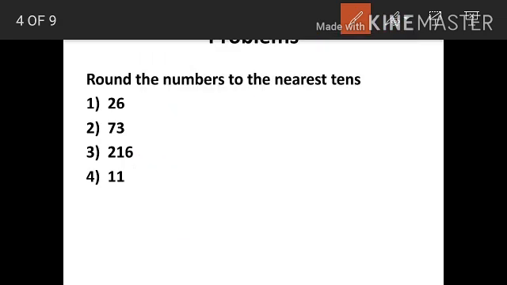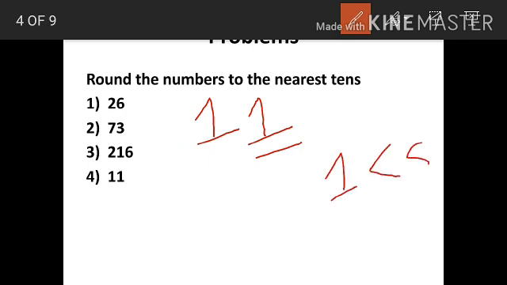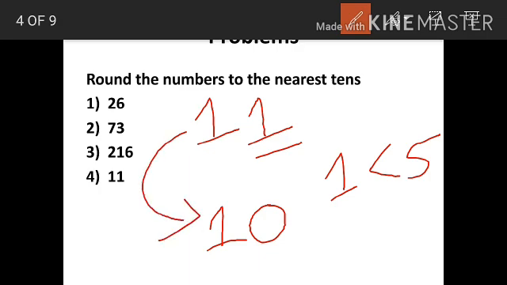What about the last one? It is number 11. Here 1 is in the ones place. So we know that 1 is less than 5. So what should we do? We should keep the 1 in the tens place as itself. So we'll write 1 here and put a 0 in the ones place. So when we are rounding off 11 to the nearest 10, we get the answer as 10.